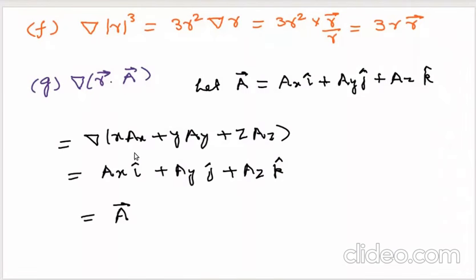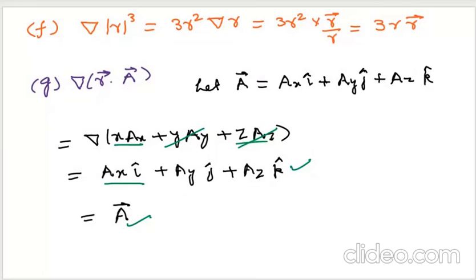If you differentiate this with respect to x, this term and this term will be 0 because there is no x term here. You will only obtain ax. So you have ax i cap, and then if you differentiate with respect to y, the x term and z term will be 0. Only the y term will give you ay, so it will be ay j cap. And similar will be the case for the third component k cap. So it is az k cap, and that you can easily write as a vector. So the gradient of r dot a vector is actually a vector only.